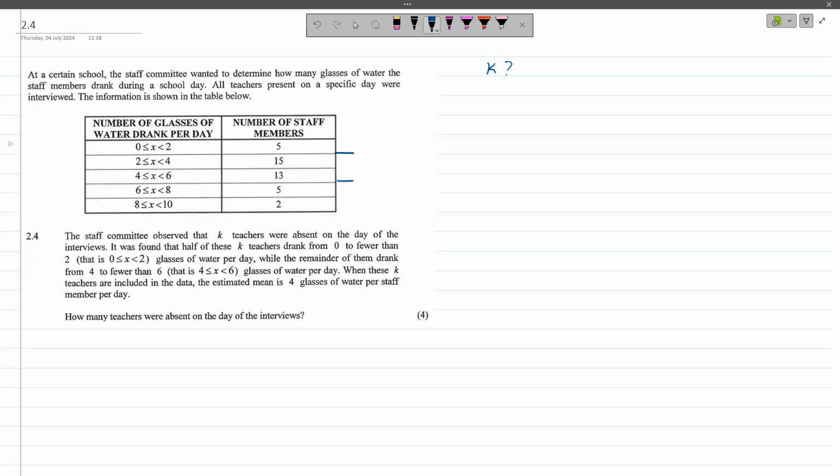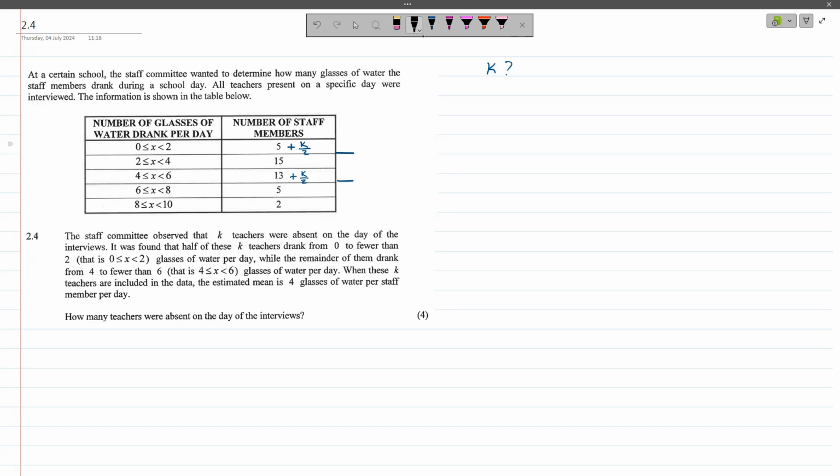So what we want to do is take the cumulative frequency and multiply it with the midpoint of our values over here. But we're also going to include the missing data. So we know that half of them are in this group over here, and the other half are in this group over here. Plus K over 2 plus K over 2.